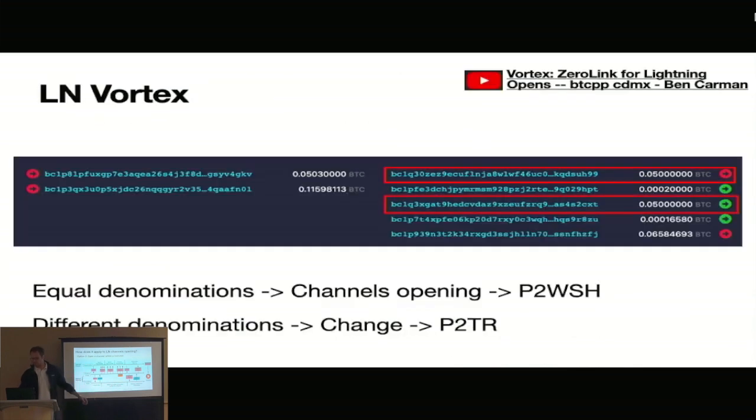As I said, I'm running out of time, so we'll go fast. There is already an existing implementation, which is LN Vortex. It's using Zero-Link. Actually, the creator is here at the conference. It's Ben Carman, and it's really a nice implementation. There are some caveats. For example, in Zero-Link, the outputs have to be of the same amount.